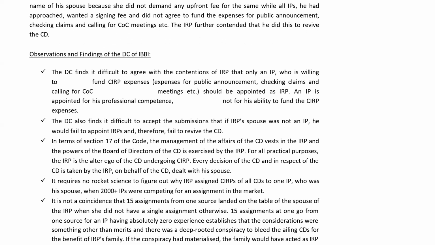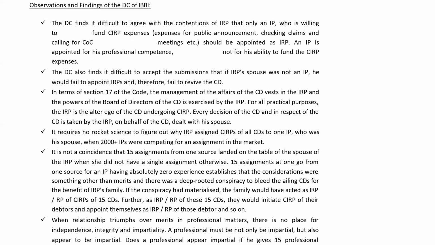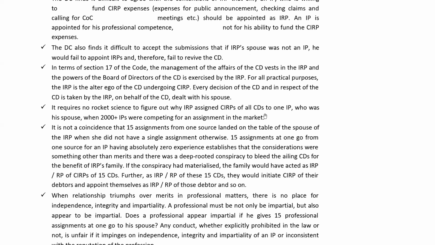An IP is appointed for his professional competence, not for his ability to fund the CIRP expenses, okay. The DC also finds it difficult to accept the submissions that if IRP's spouse was not an IP, he would fail to appoint IRPs and therefore fail to revive the CDs, okay. Achha, it requires no rocket science to figure out why IRP assigned CIRPs of all the CDs to one IP who was his spouse when 2000 plus IPs were competing for an assignment in the market, okay. Despite 2000 IPs, you gave all the assignments to your wife.